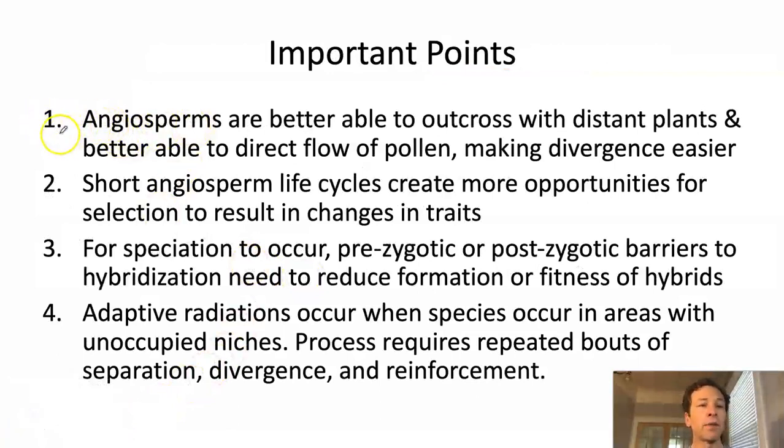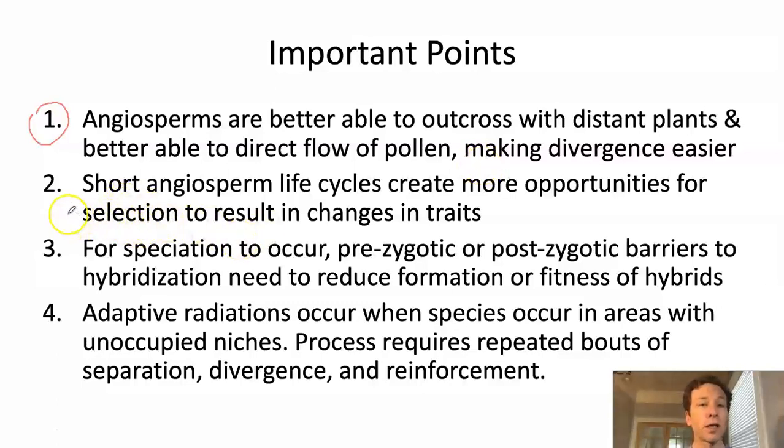First, we talked about the fact that angiosperms are better able to outcross with distant plants, and they are better able to direct where their pollen goes. This means it's easier for them to exchange traits with other plants in similar niches, and it's easier then for species to diverge and take advantage of different niches.